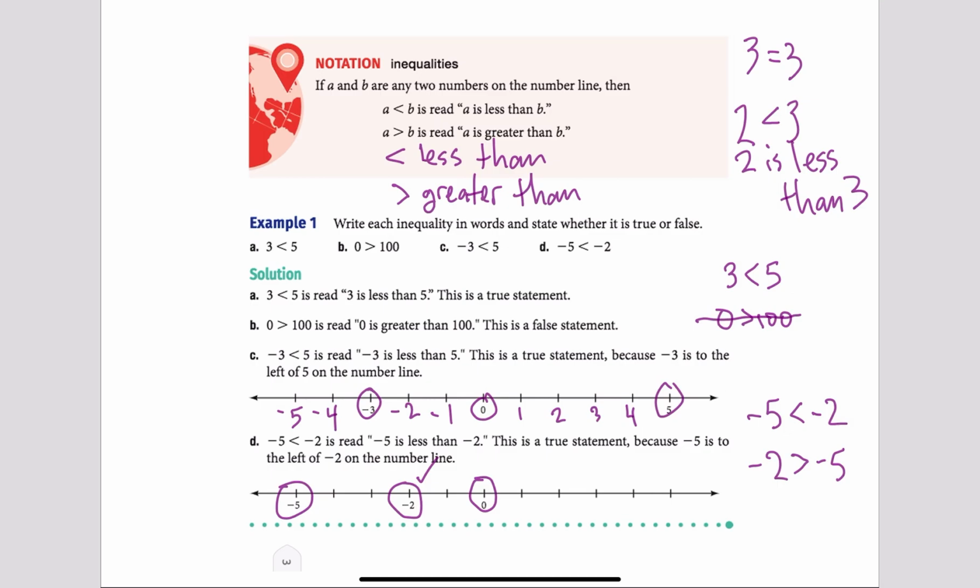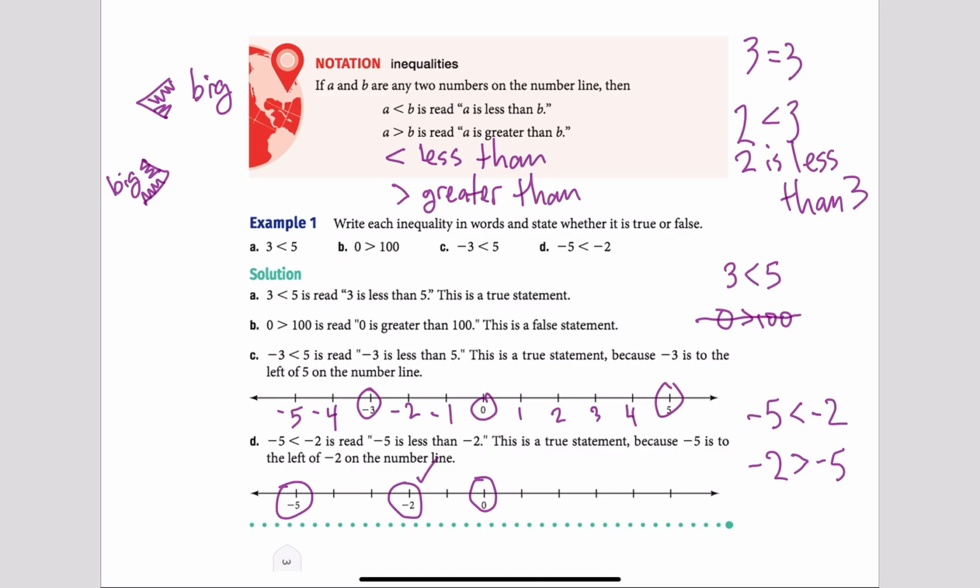Sometimes teachers like to teach this as the symbols are alligator mouths. And the alligator always wants to eat the bigger number. So that's kind of a nice way to think about it, is the alligator's always going after the bigger fish, right? And it's going to leave the small fish behind. So that can be a helpful way to think about it if you're having trouble reading it and you want to make sure that the problem is correct.